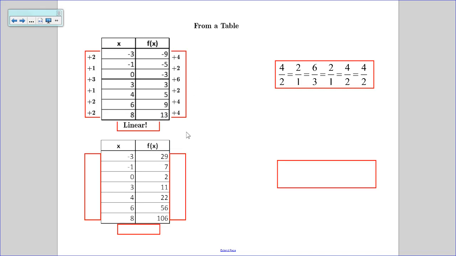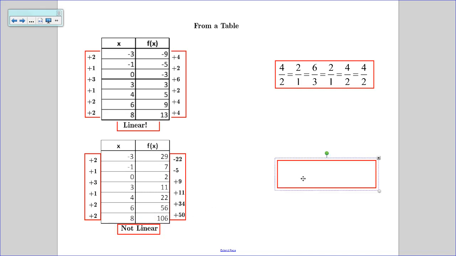Now, when I'm looking at this next table, I start computing the changes in y and the changes in x, and I notice right away I go down 22, then down 5, then up 9. This table is changing directions. So I could immediately say that's nonlinear because linear things don't change directions.